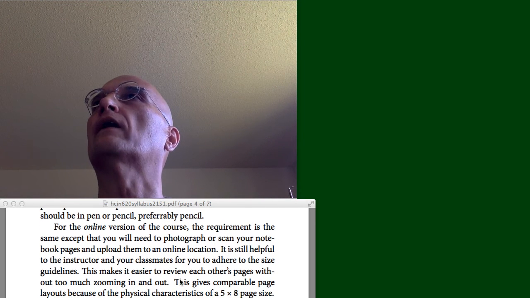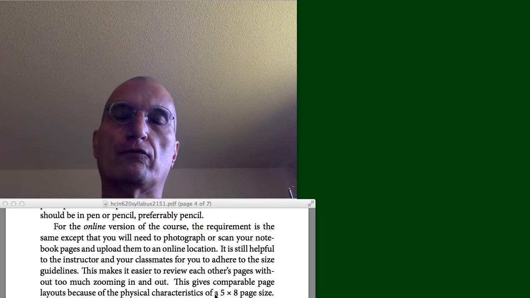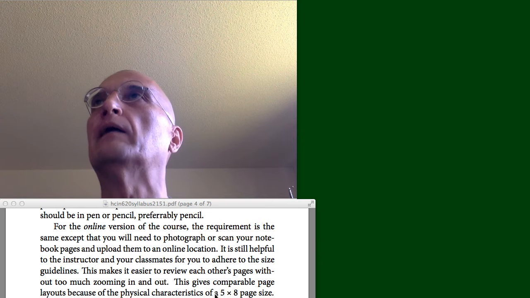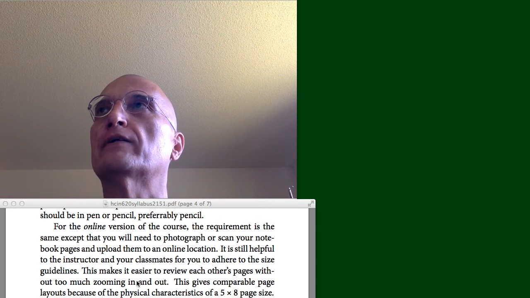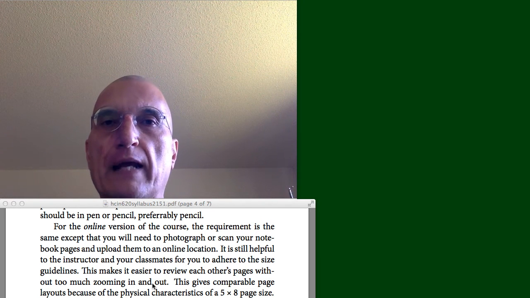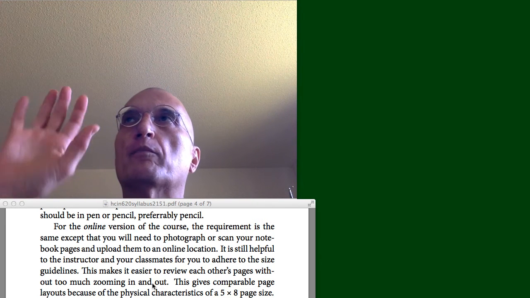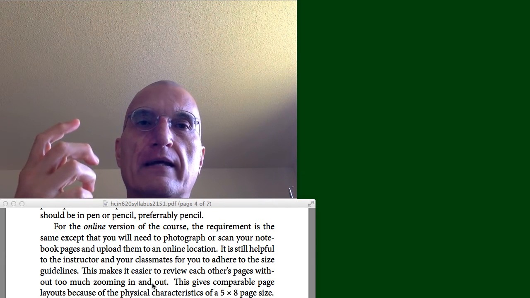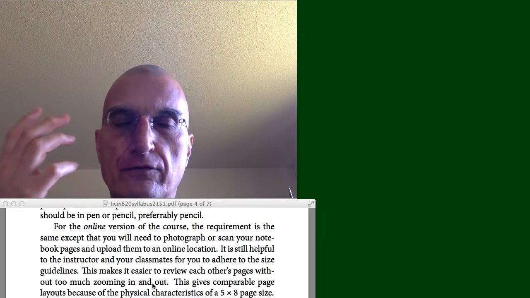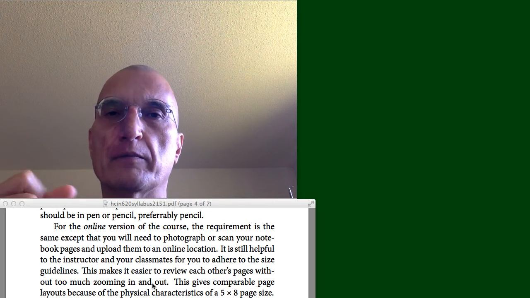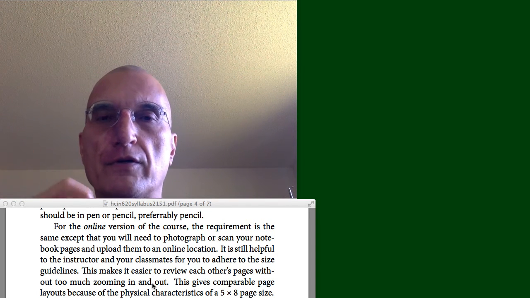Okay, now you're in the online version of the course, and yet I still want you to have roughly this page size, and that may seem counterintuitive. It makes it easier for me to review what you're doing if I know that they were the same size. And even if you zoom in or out with your camera to make the photographs of them the same size, there are physical characteristics. The size of your hands, while variable, is not that variable. The size of an adult human hand is not that variable. The size of a number 2 pencil is not that variable. The point of the number 2 pencil is not that variable.